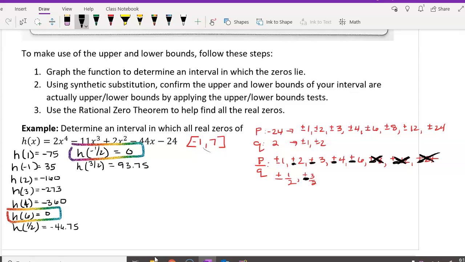and simplify this factoring down a bit. So let's start with 6. So we'll go to 6. We know our coefficients were 2, negative 11, 2, negative 44, and negative 24. And so we'll go through that synthetic division process.